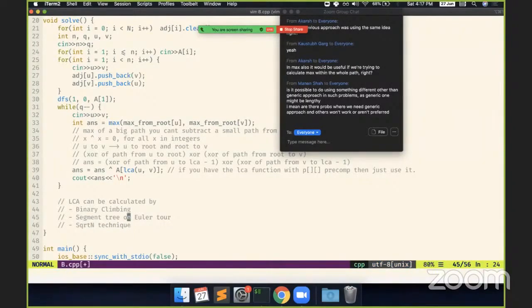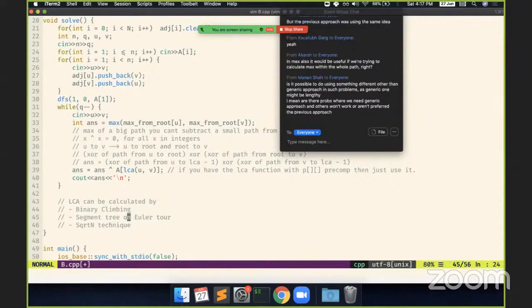What do you mean by generic approach? The previous one, is it? I don't get what you mean by the word generic. If you meant the previous approach, then yes, that approach is much more applicable. That approach will work on almost all path aggregate questions, whereas this approach was specific to XOR. Only in XOR can we exploit this XOR from root property.